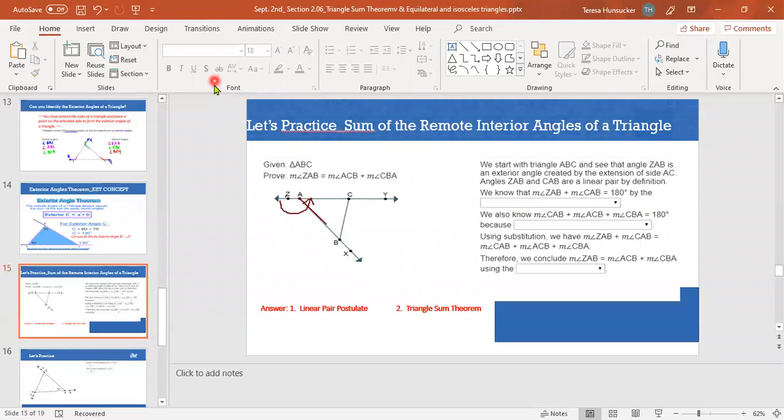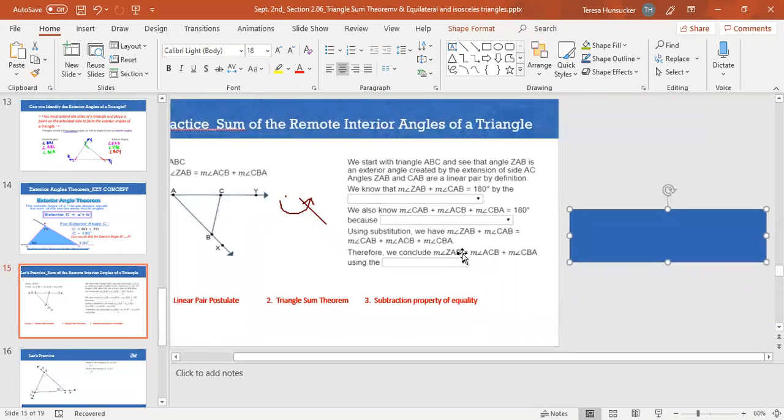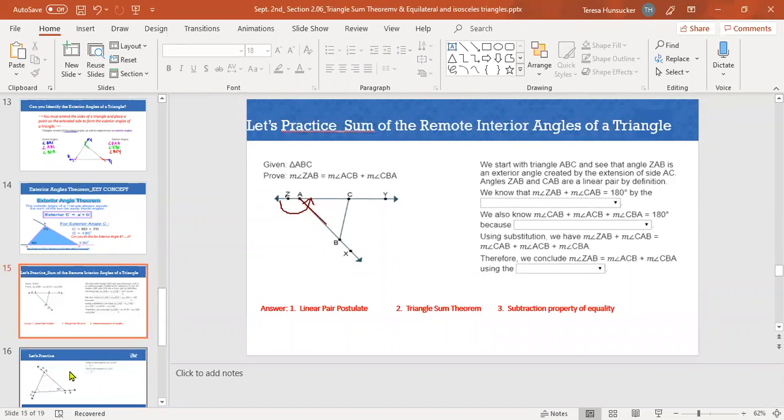So what happened to CAB? It went away. So that would be what property? Subtracts CAB from both sides. Do you know? Subtraction property of equality. Okay, good.